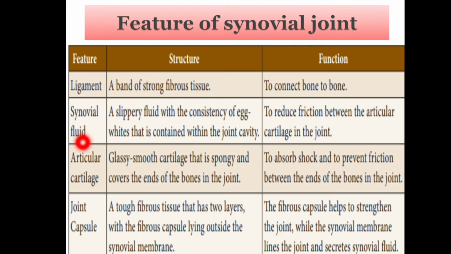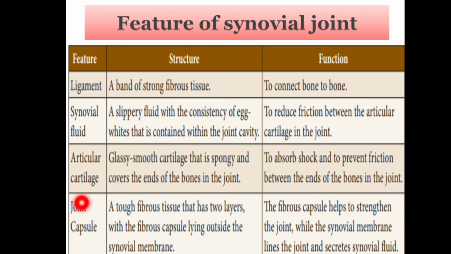The next one is synovial fluid. It is a slippery fluid with the consistency of egg whites that is contained within the joint cavity. The function of synovial fluid is to reduce friction between the articular cartilage in the joint. Third one, articular cartilage. This is glassy smooth cartilage that is spongy and covers the ends of the bones in the joint. The function of articular cartilage is to absorb shock and to prevent friction between the ends of the bones in the joint.